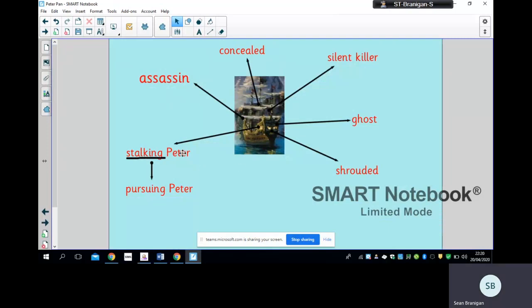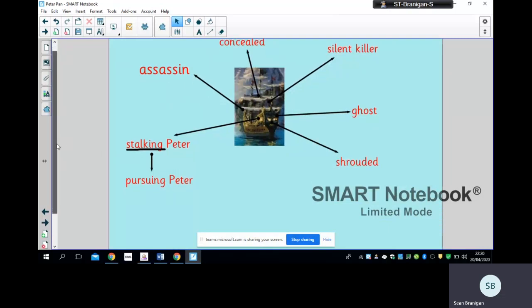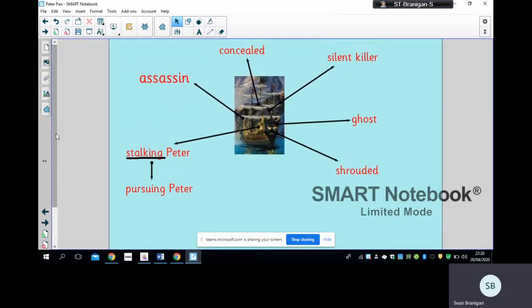And I've also put that it was stalking Peter. And then I actually thought of a better word, pursuing Peter, because that kind of gives me a little use of alliteration there. So I went for that one in the end. So after I thought of all these ideas, it's then time for me to create a sentence. Now, I'm going to write an example of a metaphor for this one, I think. So let's have a go.